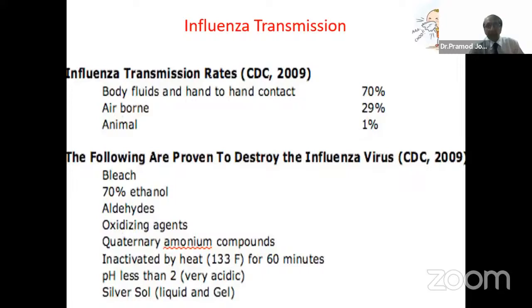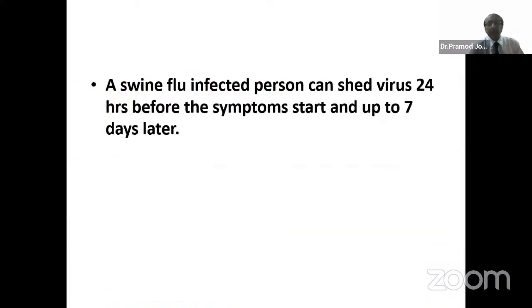Okay, we should all remember that with body fluids and hand-to-hand contact, the transmission is almost 70%, while the airborne transmission is almost 30%. Okay, so a swine flu infected person or an H1N1 infected person can shed the virus 24 hours before the symptoms start, up to 7 days later. So one has to be very aware of this particular fact, that when the person is symptomatic, he has already started shedding the virus 24 hours before.